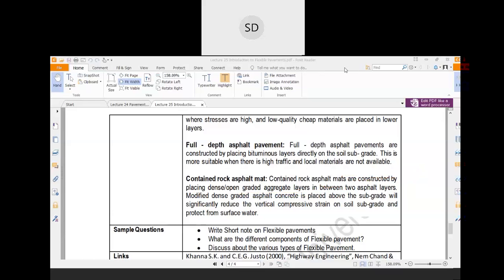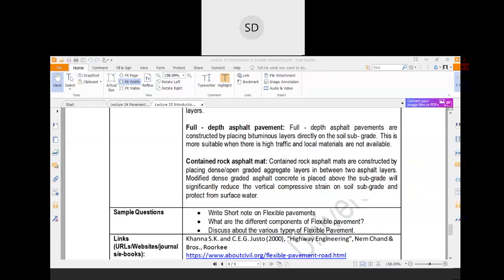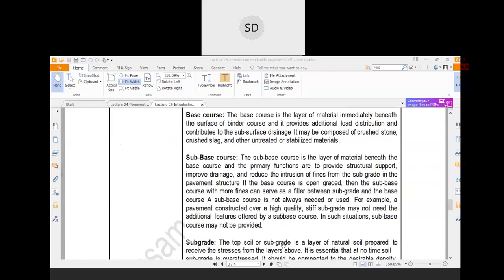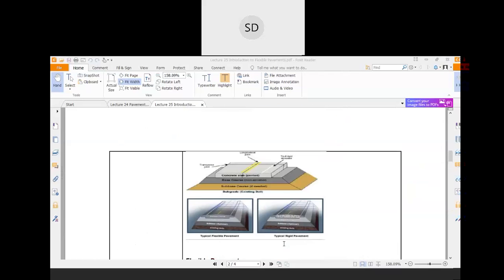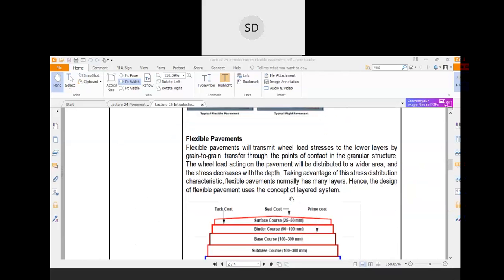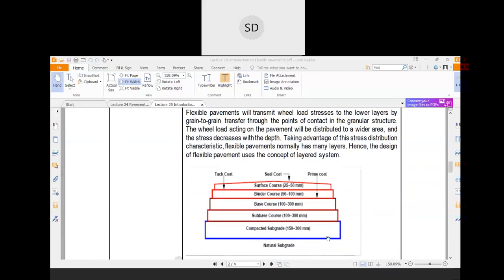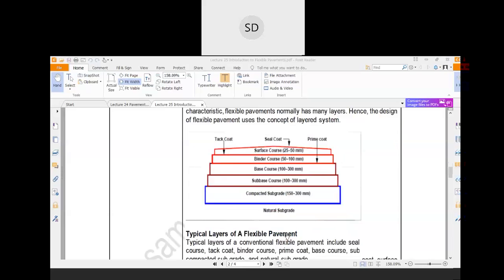So if we discuss the questions, first one is to write a short note on the flexible pavement. In that case, you will write about the flexible pavements and what are the different layers of the flexible pavement and their names and the desired depth of the flexible pavement.